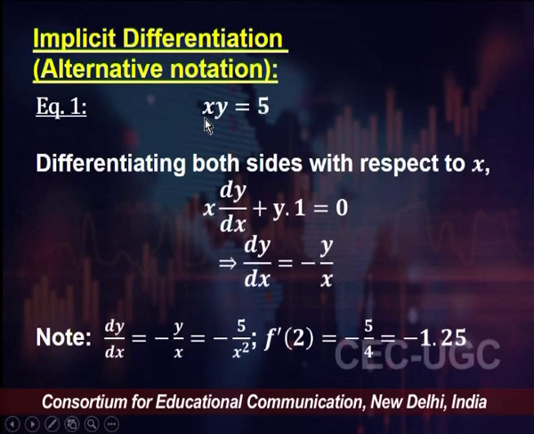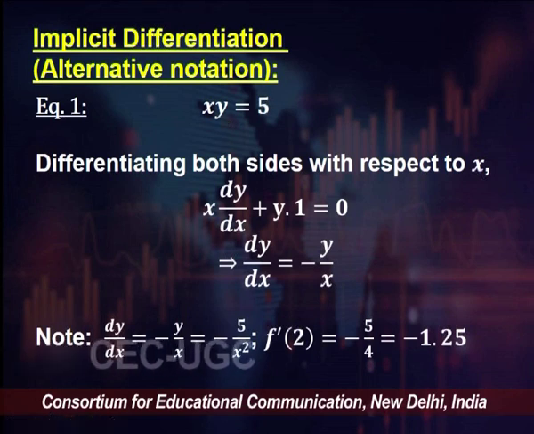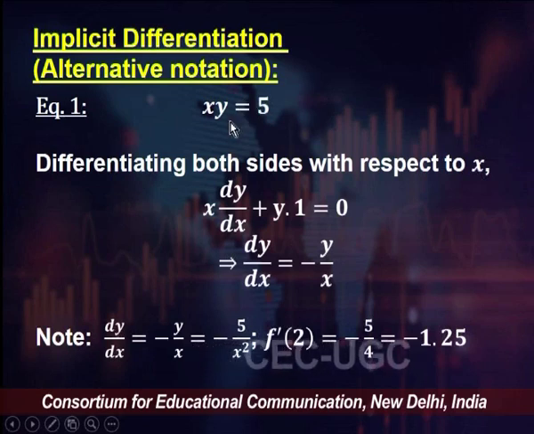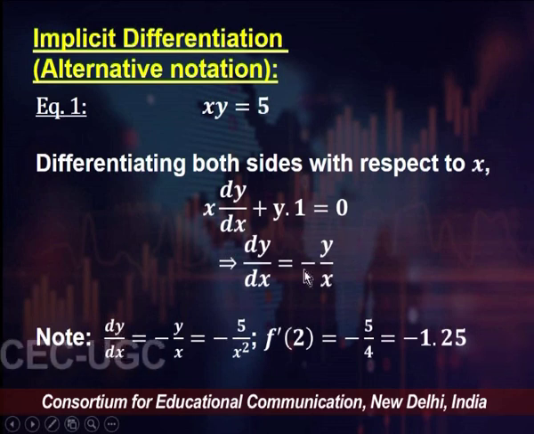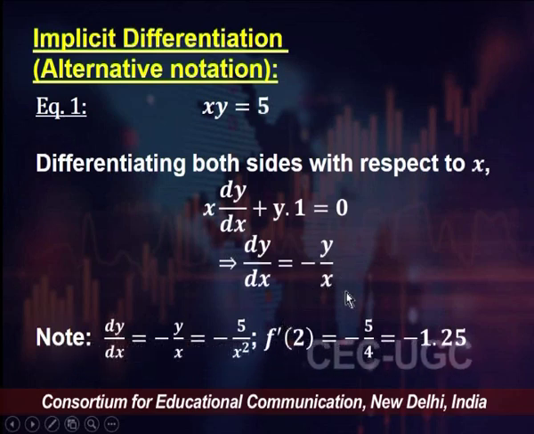So on the left hand side we have x times the derivative of y with respect to x, so dy by dx, plus the second function, which is y, times the derivative of x, which is 1, so plus y times 1, is equal to 0. And this you can then solve for dy by dx, which is nothing but minus y by x.